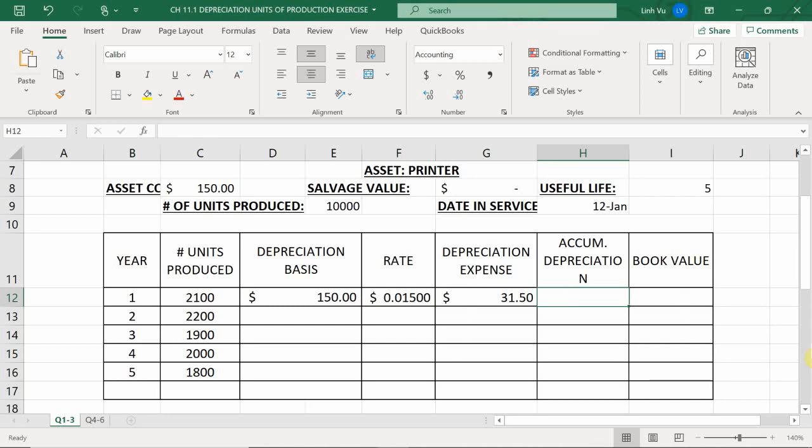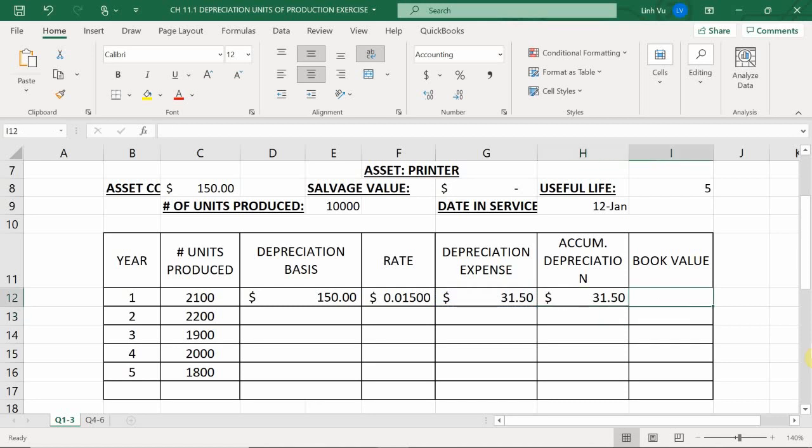The same, right? Because it's the first year. Correct. The formula is previous years plus current year's depreciation expense. In this case, I don't have a previous year, so it's just going to equal $31.50.